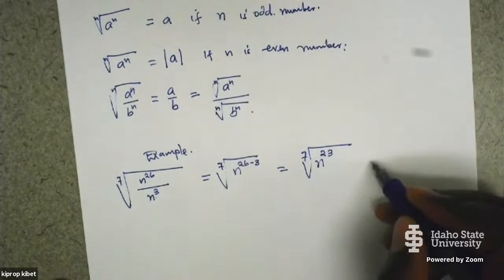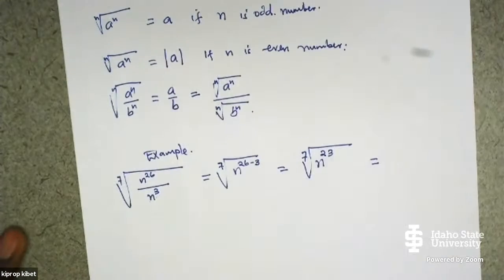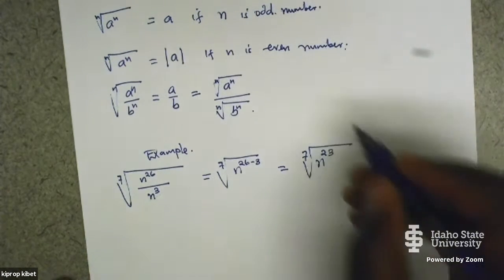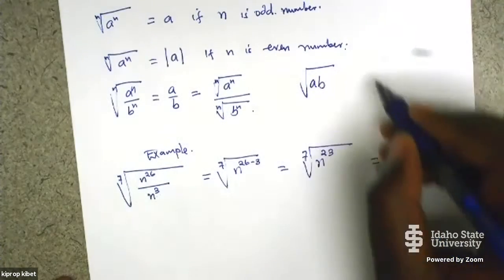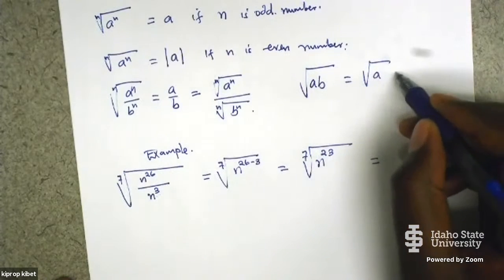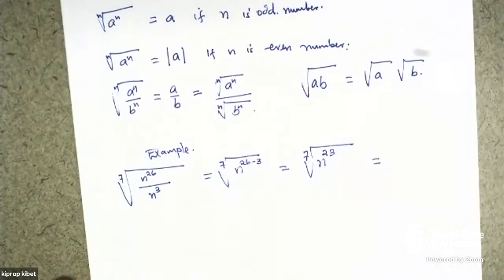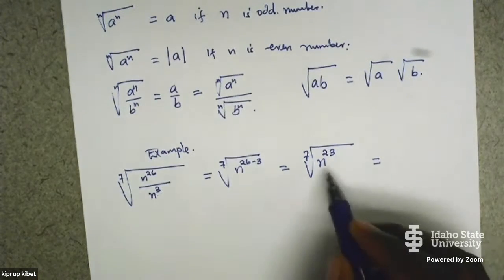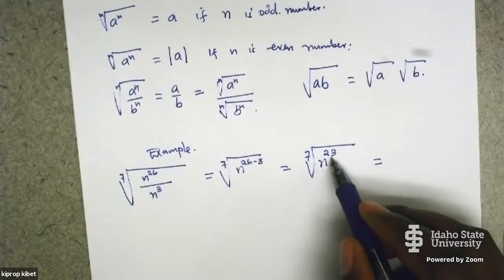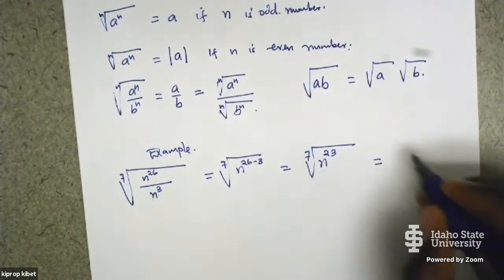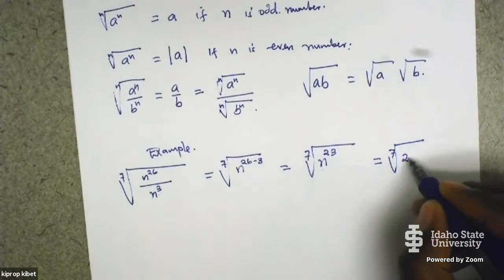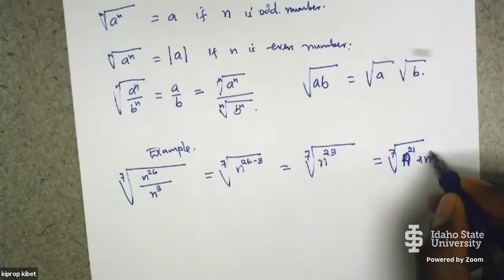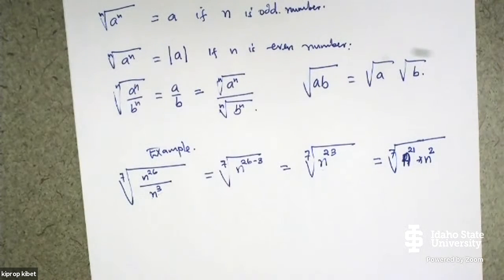Now, this is similar to using the property that we did, where we also said the root of a, b is the same as the root of a, the root of b. Now, using that property, we can expand this. So this is similar to the root of n raised to 21 multiplied by n raised to 2.